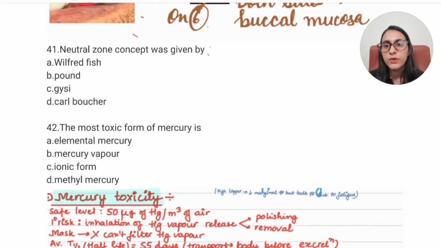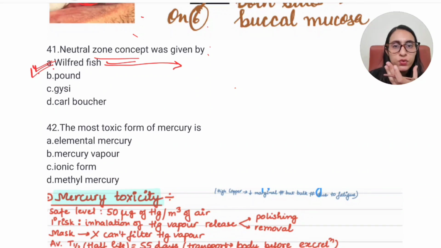Neutral zone concept was given by Wilfred Fish. That is a concept in dentistry. It is an important concept in prosthodontics, and it refers to the ideal placement of the dental prosthesis. So what is neutral zone?